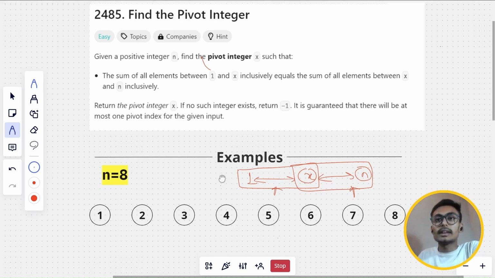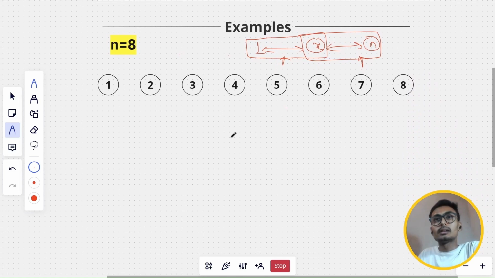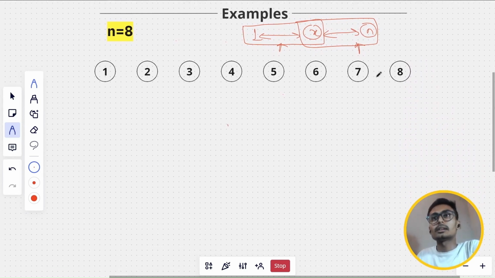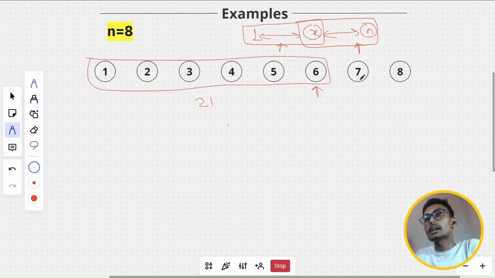Let's take an example. If we look at this example, there is the number 6. If we calculate the sum, 1 plus 2 is 3, 3 plus 3 is 6, 6 plus 4 is 10, 10 plus 5 is 15, 15 plus 6 is 21. So we got 21 from here to here. In the same way, if we calculate from here to here, we get 21. 6 plus 7, plus 8, 21. So 6 is our answer.